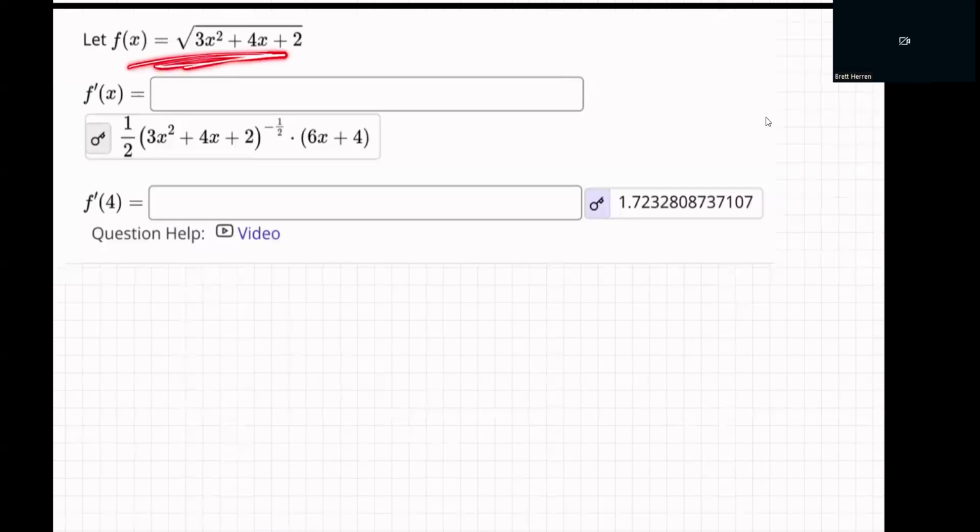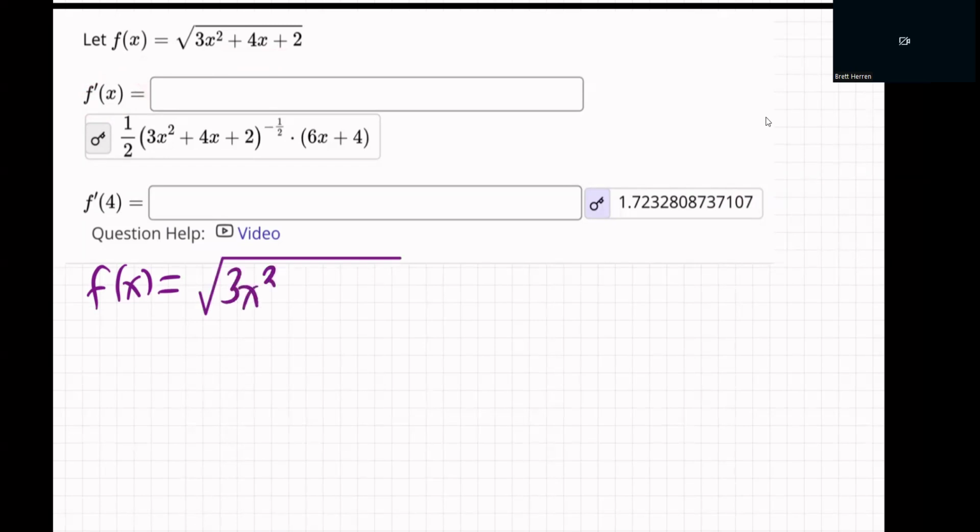Okay, this question gives us a function and wants us to take the derivative. Let me bring the function down here. And so the function is 3x squared, square root of 3x squared plus 4x plus 2. Okay, so it wants to take the derivative.